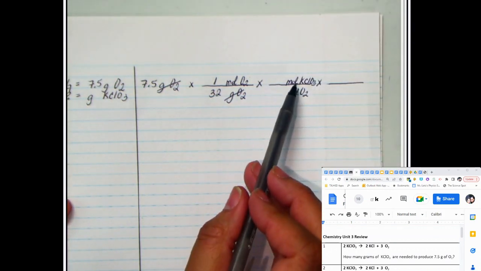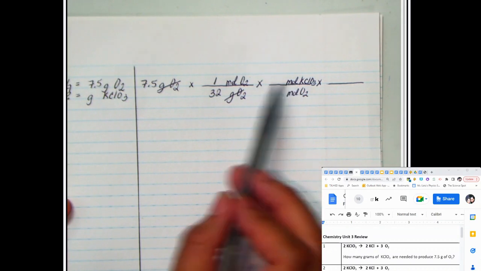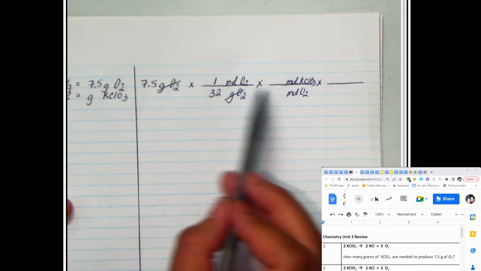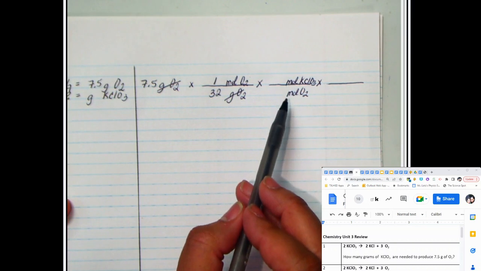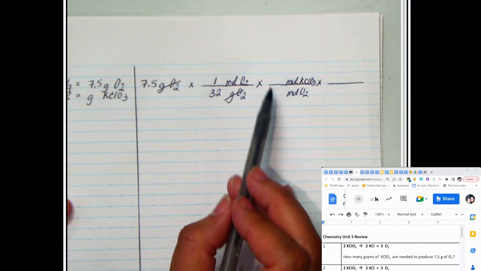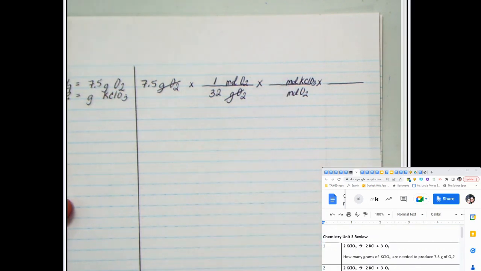Mole over mole, okay? 1 goes in front of the mole unless it's mole over mole. And then where do we go to get those numbers? To the balanced equation. So go back and take a look at your equation. The equation was, so we're looking for the numbers in front of KClO3, your coefficients. So in front of KClO3 is 2.